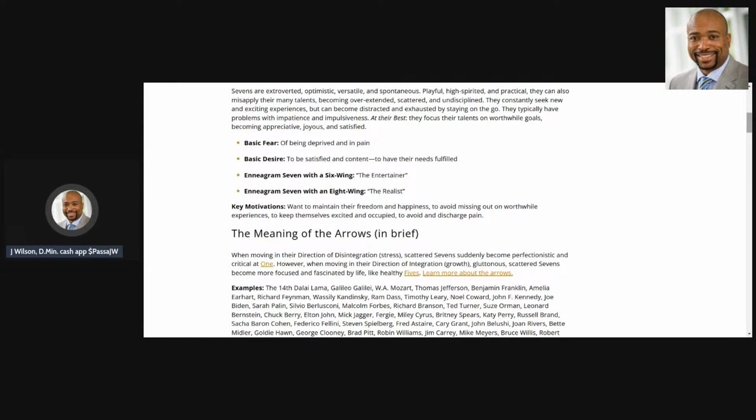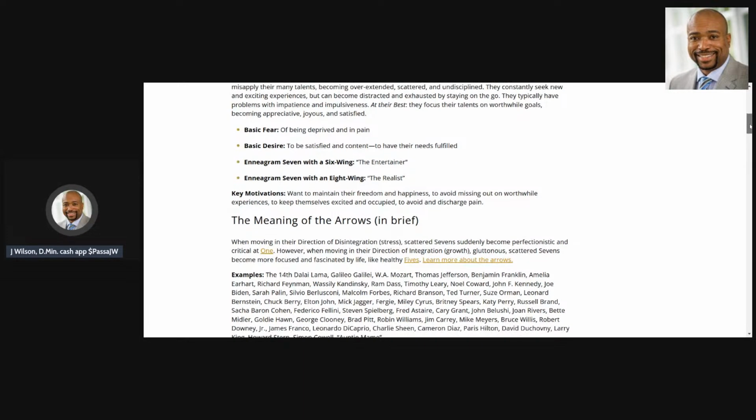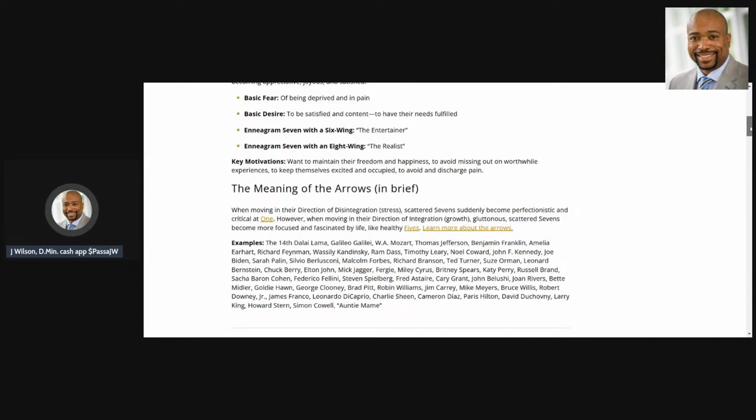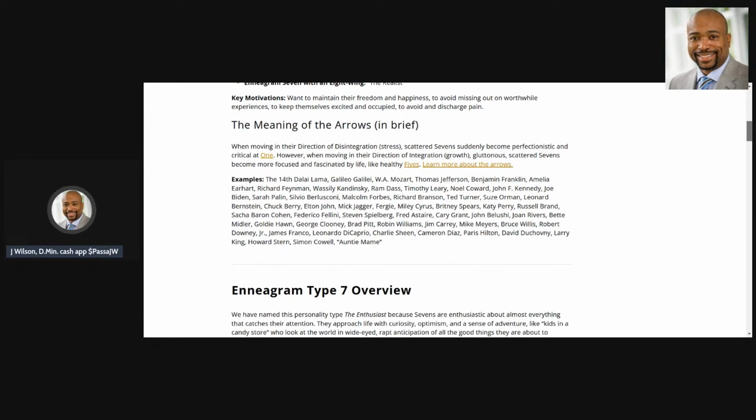So, if they are on the 6 wing, they are the entertainer. If they are on the 8 wing, they are a realist. So, I want you to see where you are on this here. Okay? Their key motivation: they want to maintain their freedom and happiness, to avoid missing out on worthwhile experiences, to keep themselves excited and occupied, to avoid and discharge pain.